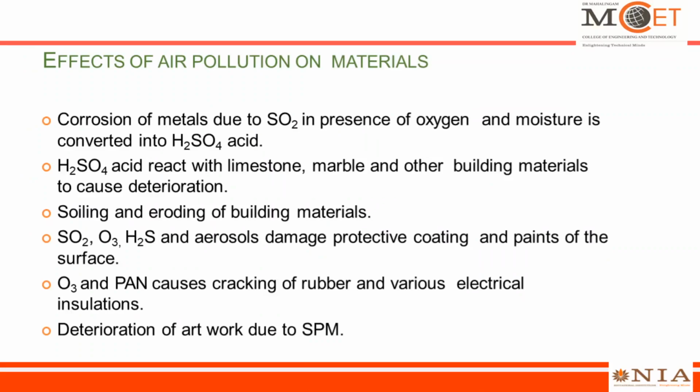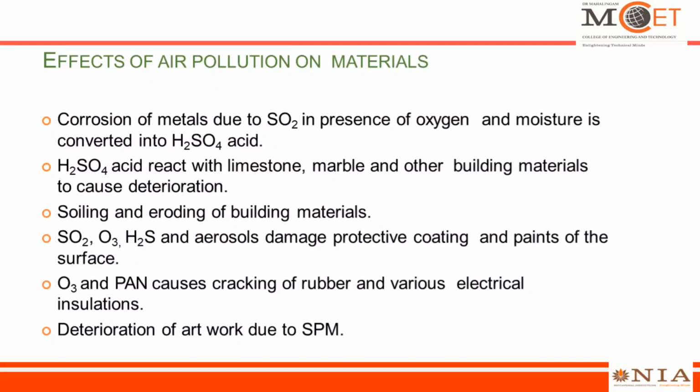Effects of air pollution on materials. So we have seen effects of air pollution on human health, then we have seen about plants. The next one is materials. So corrosion of metals occurs due to SO2, which in presence of oxygen and moisture is converted into H2SO4, that is sulfuric acid. This acid reacts with limestone, marble, and other building materials, causing deterioration, soiling and eroding of building materials, right?